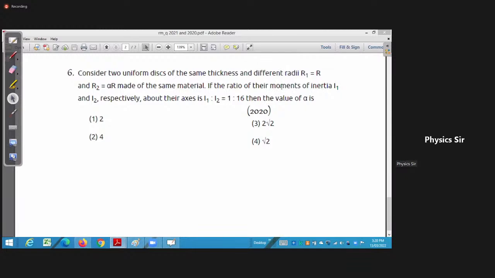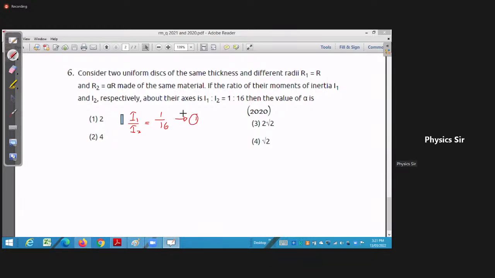If the ratio of their moments of inertia I1 and I2 respectively about their axis, it means if I'm taking the ratio of the moment of inertia, किसका ratio? Moment of inertia का ratio. So if I'm taking the ratio of I1 to I2, I1 by I2, what is I1 by I2? It is 1 by 16. Then the value of alpha is.